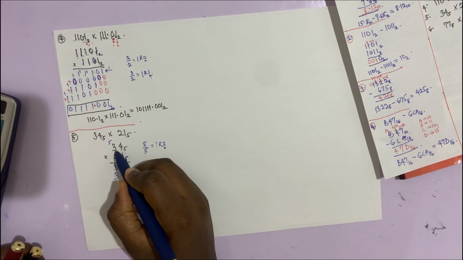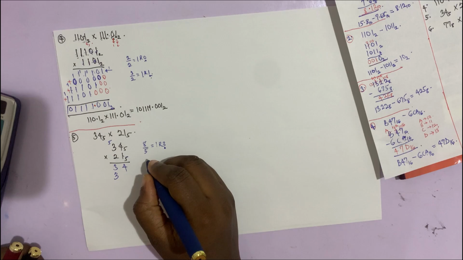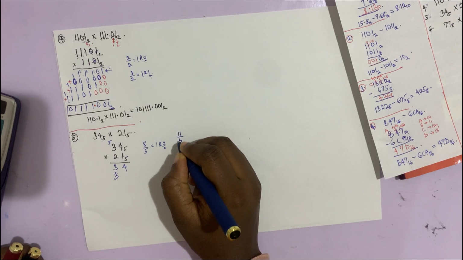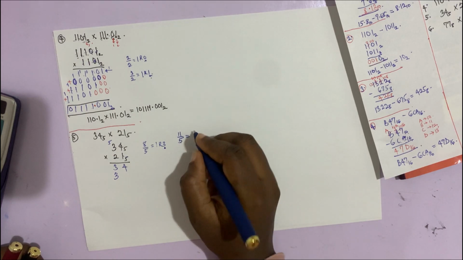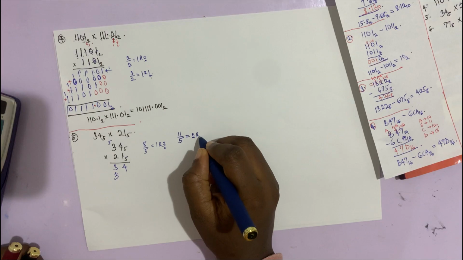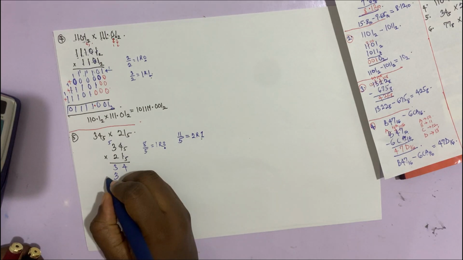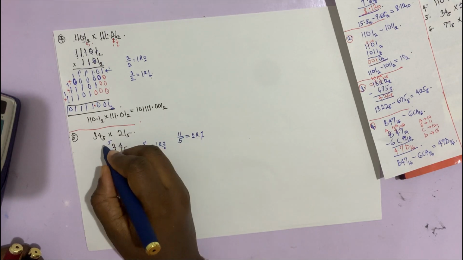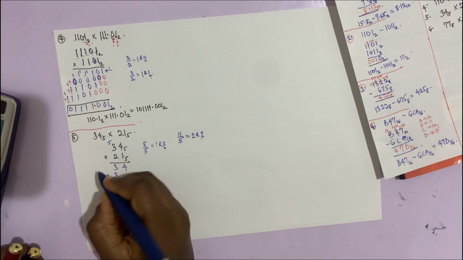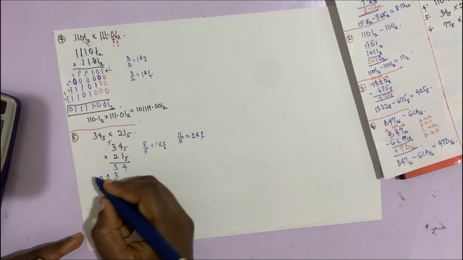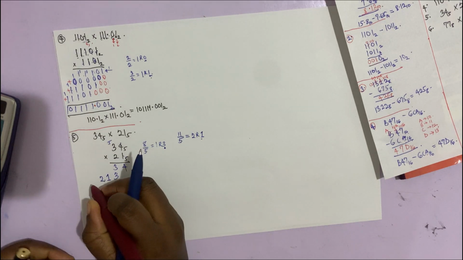So 3 times 2 is 6. 6 plus 1 is 7. 7 is greater than the base 5. So we say 7 divided by 5, 1 remainder 2. So we write the remainder 2 and carry over the 1. Since 1 is less than 5, we write 1. So, and then we can add this.